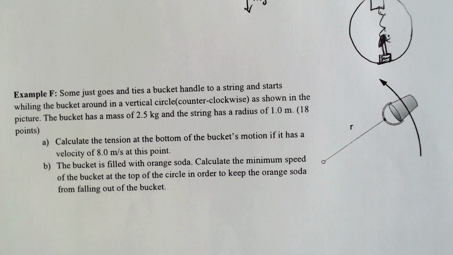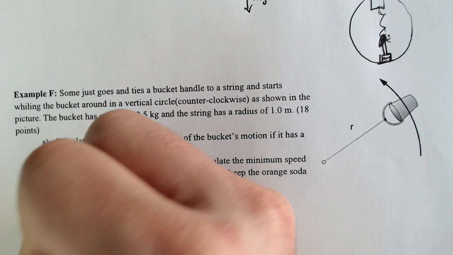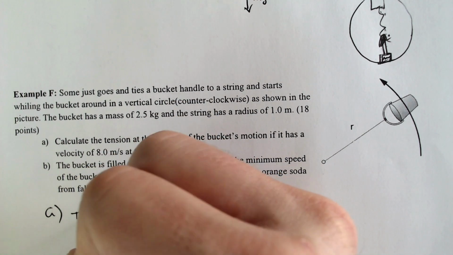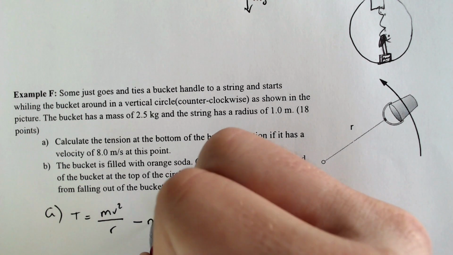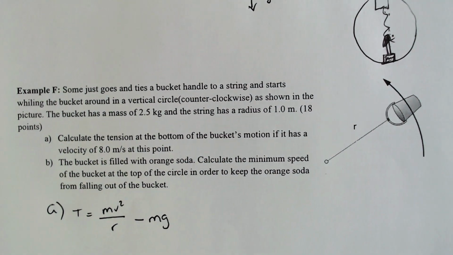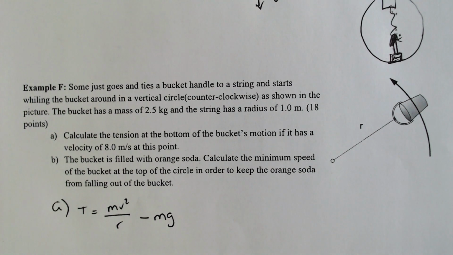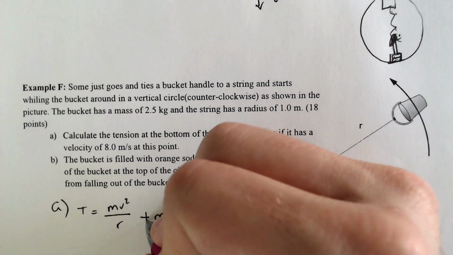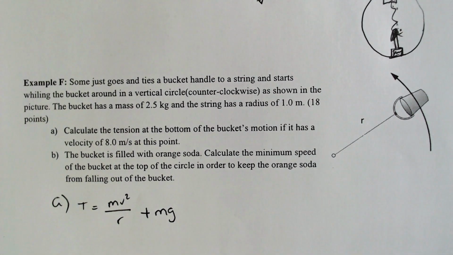So with that in mind, we would have the tension. I'm doing part A right here. The tension would be equal to mv squared divided by r plus mg because it is at the bottom. The answer key I had at the top, so I was getting confused.